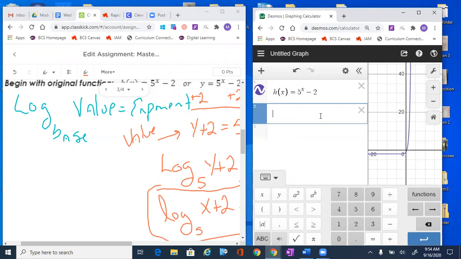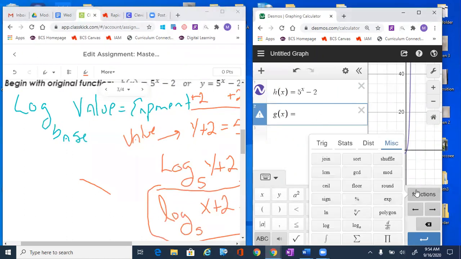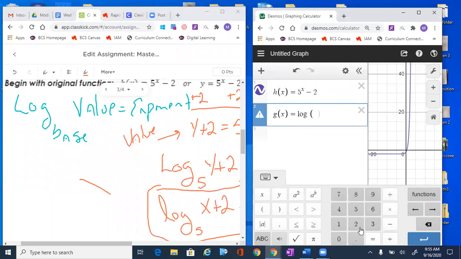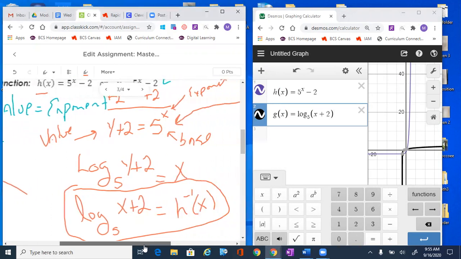Then I'm going to type in the inverse. And remember, we need to give it a different name because it doesn't like the inverse statement. I'm going to go to functions, go back to logarithm, put in a base 5, and then put x plus 2. Oops. When I do that, I need to make sure that I'm finding the logarithm of the entire value of x minus 2 as we've written over here.